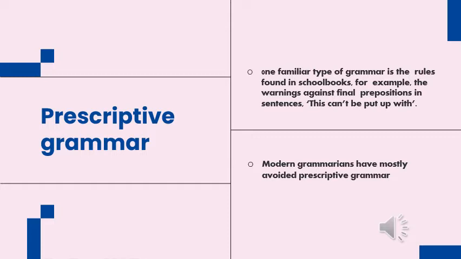This is called prescriptive grammar because it prescribes what people ought to do. Modern grammarians mostly avoid prescriptive grammar because they see their job as describing what the rules of language are. The grammarian has no more right to decree how people should speak than the physicist has to decree how electrons should move. Their task is to describe what happens.